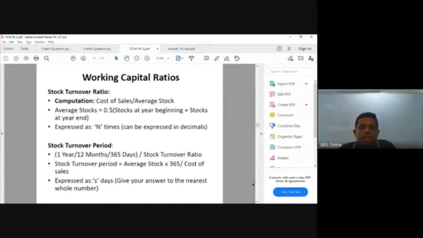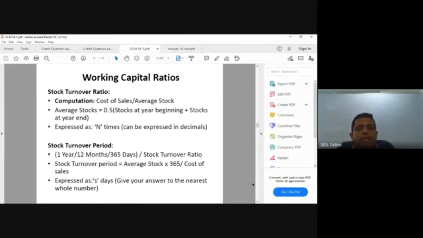Why did we take the average of the balance sheet figure? We are using one figure from the income statement and one figure from the balance sheet. Cost of sales is from the income statement, while stocks, or the inventories, are from the balance sheet. Therefore, according to our rule, the balance sheet figure should be an average one: average inventory divided by cost of sales. I am talking about the second ratio. We'll come to the first ratio after discussing the second one.